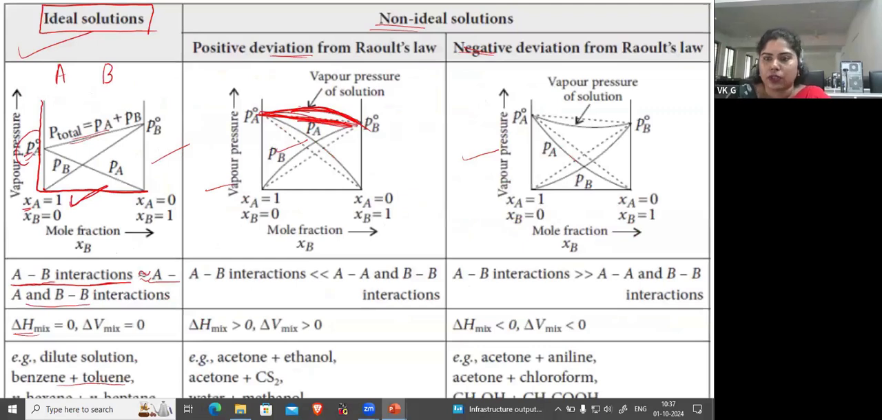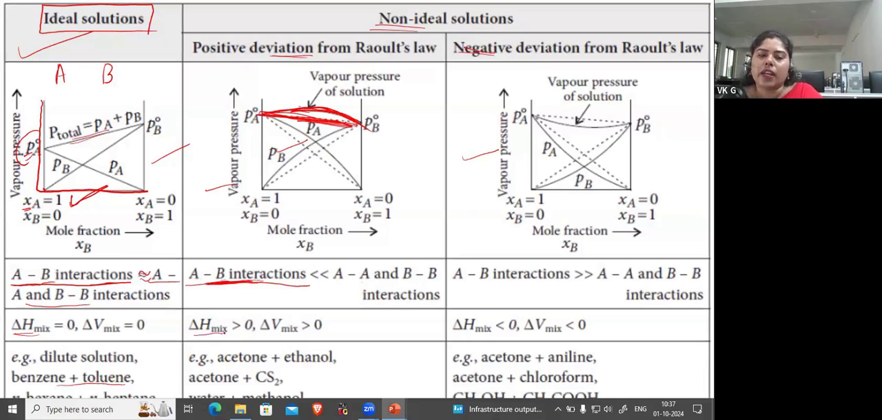If I have to tell you with respect to the graph here, again positive deviation, look here: AB interactions will be lesser than AA and BB. Initially stronger, but because they repel, you say AB interaction is weaker under positive deviation.